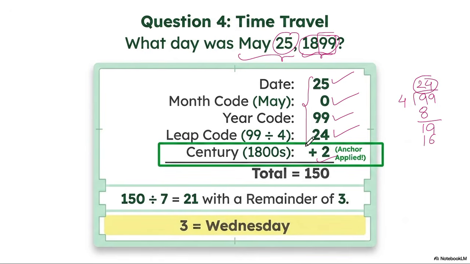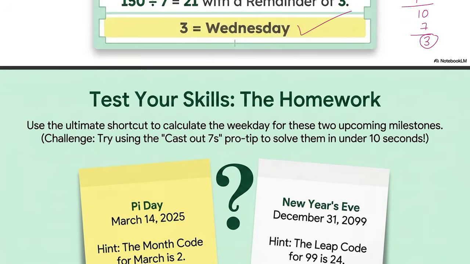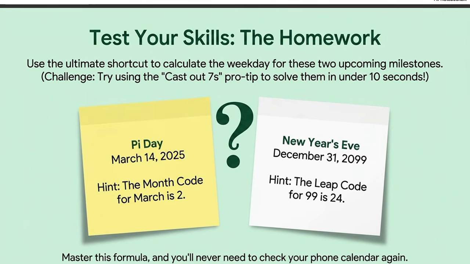If we add all these numbers, we get 150. The last step is 150 divided by 7. 7 twos are 14, then 1 is remaining, 7 ones are 7, so the remainder is 3. When the remainder is 3, your answer is Wednesday. So this is all about how to calculate within 10 seconds.